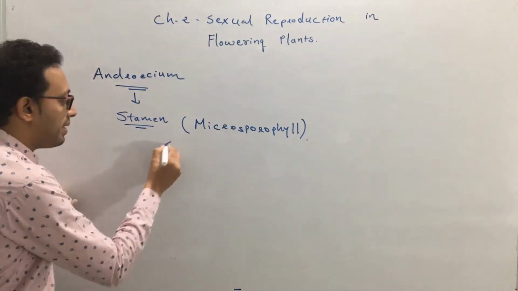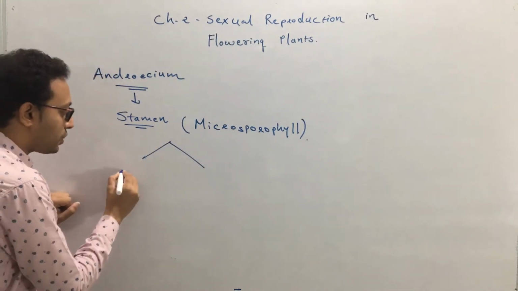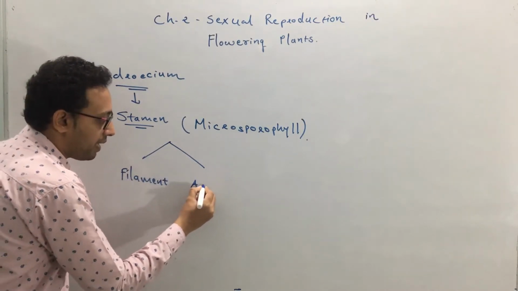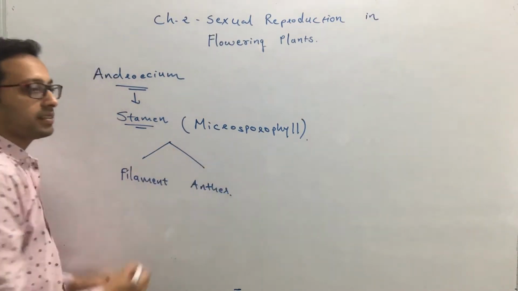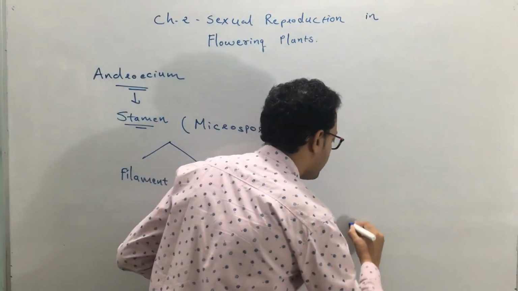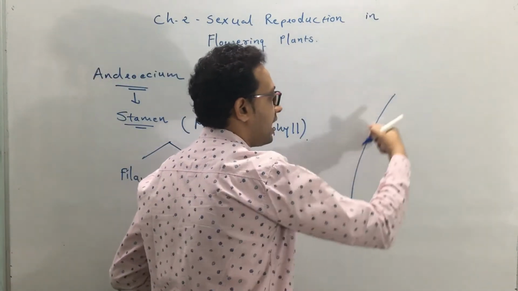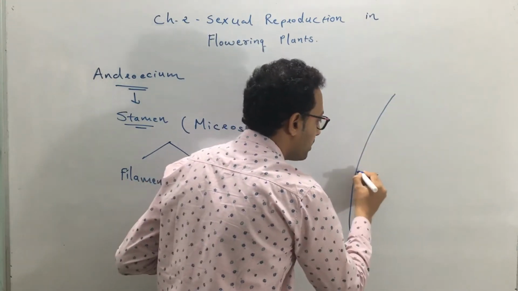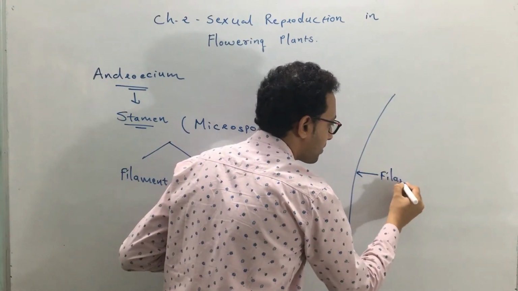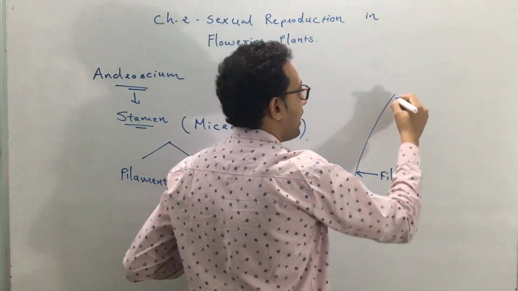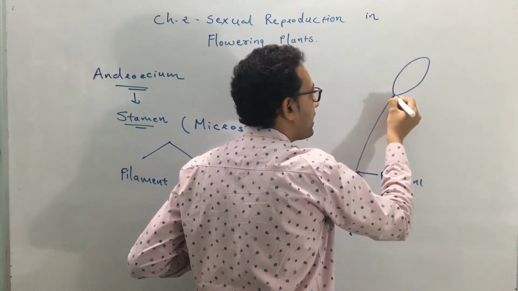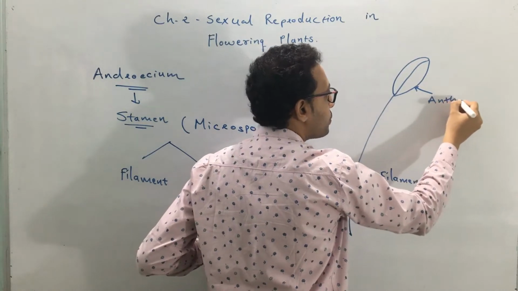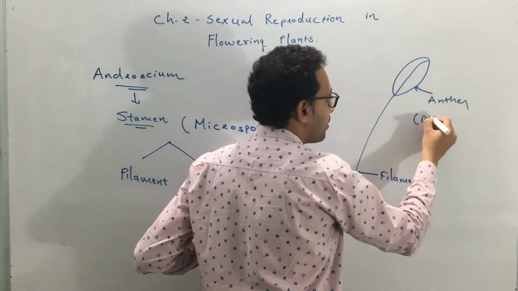You know that stamen mainly consists of two parts. First is called the filament, and the second part of a stamen is called the anther. So see, if I draw the structure of a stamen, it contains a slender stalk-like portion. This portion is called filament. And at the terminal end of it, it contains the anther. Usually this anther is bilobed.